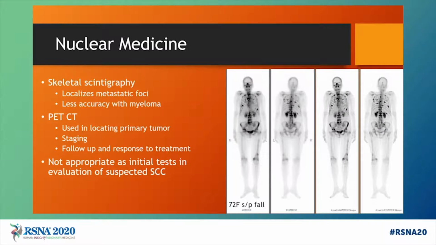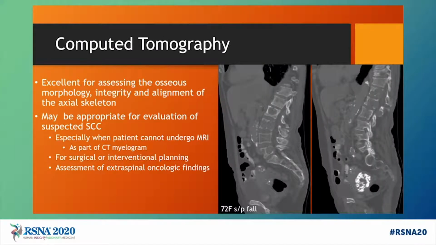Computed tomography is excellent for assessing the osseous morphology, integrity, and alignment of the axial skeleton. In some cases, it may be appropriate for the evaluation of suspected spinal cord compression, especially when the patient cannot undergo MRI and may also require a CT myelogram. CT is useful for surgical and interventional planning and is very helpful in the assessment of extraspinal oncologic findings.